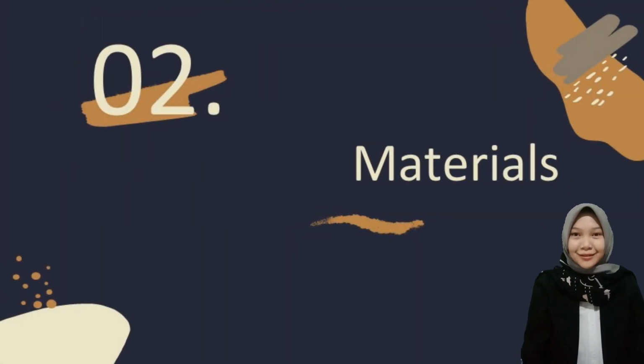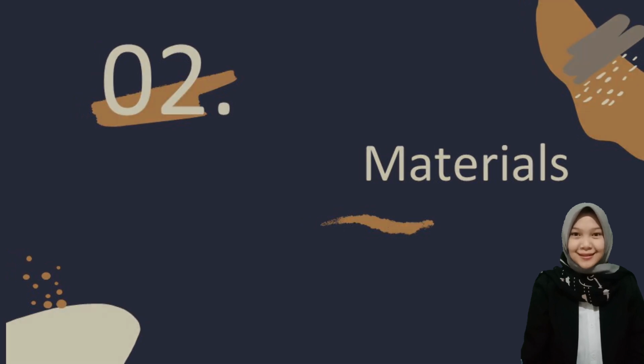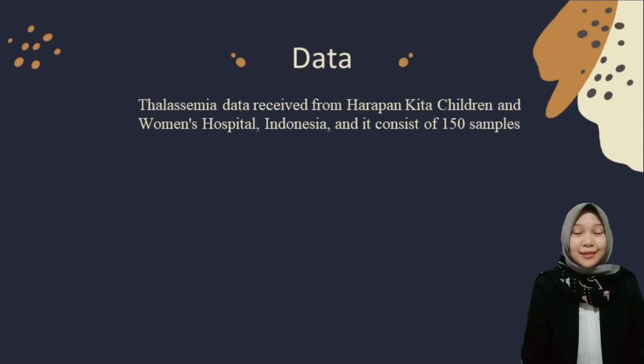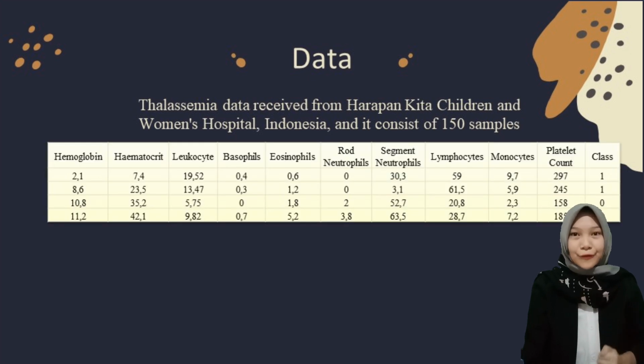In this second part, I will talk about the materials. This research used the Thalassemia Dataset from Harapan Kita Children and Women's Hospital in Indonesia, and it consists of 150 samples. You can see in the table, this is an example of the data. There are 10 variables as features and 2 classes. Thalassemia patients are defined as class 1.